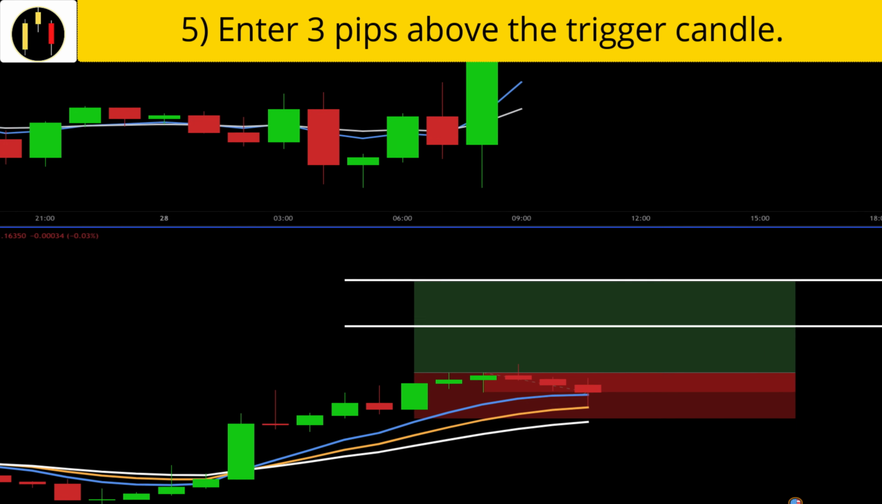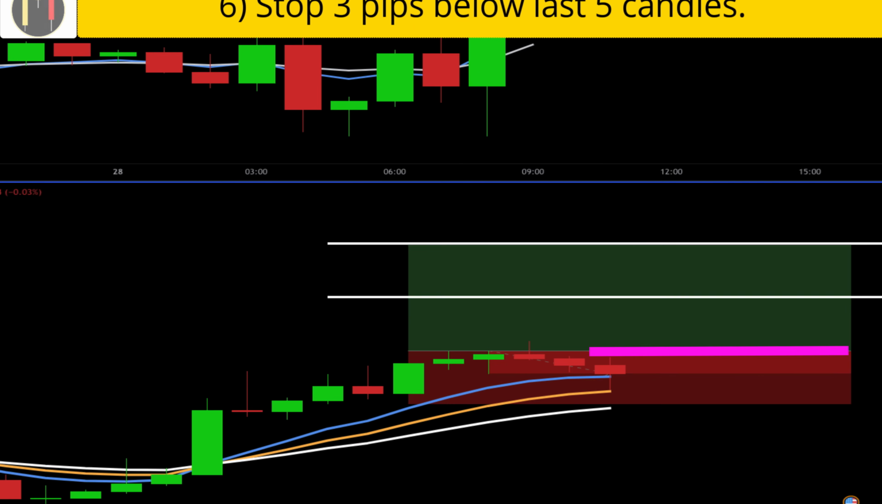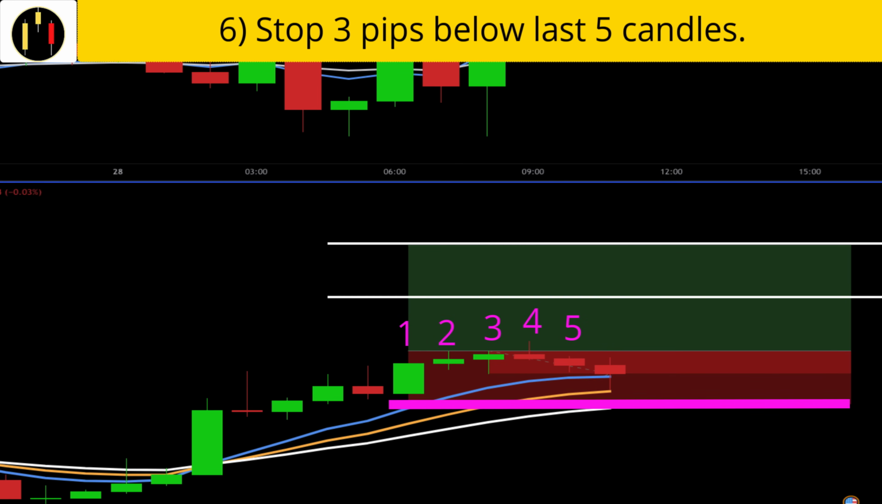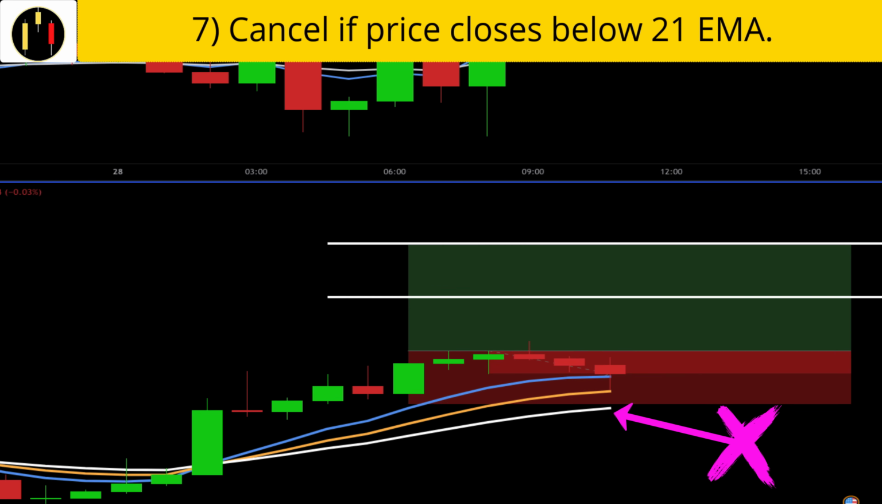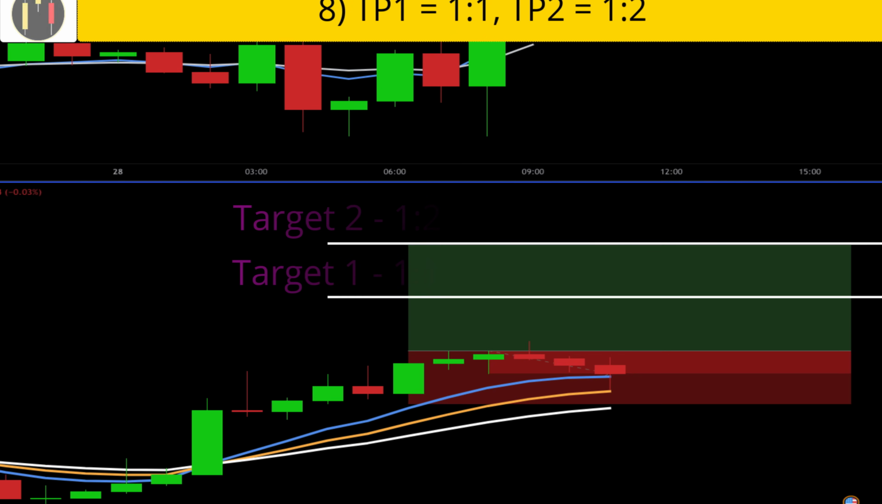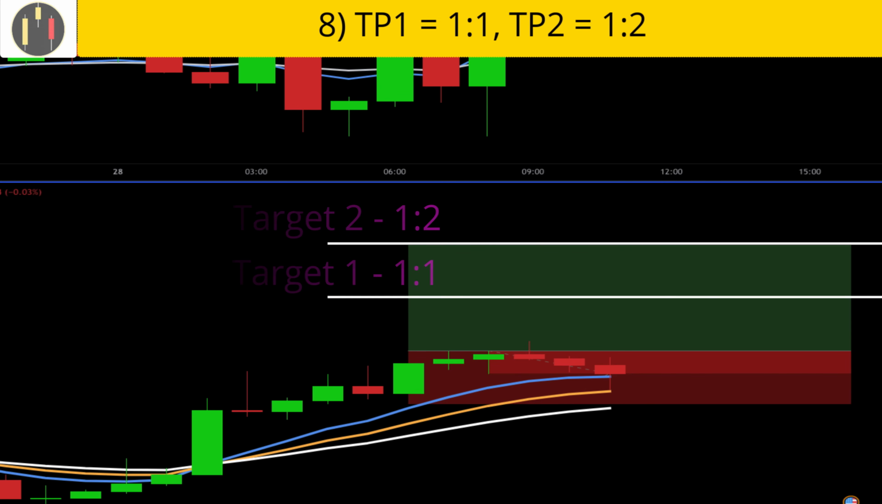A buy stop order is placed 3 pips above the trigger candle, and the stop is placed at the lowest price level of the previous 5 candles. The setup is canceled if price closes below the 21 EMA in white. Target 1 is 1-to-1 for half of the position, and target 2 is 2 times risk for the other half.